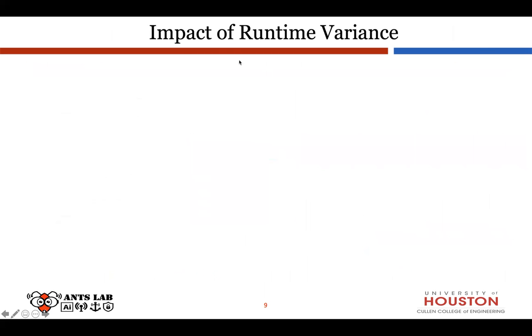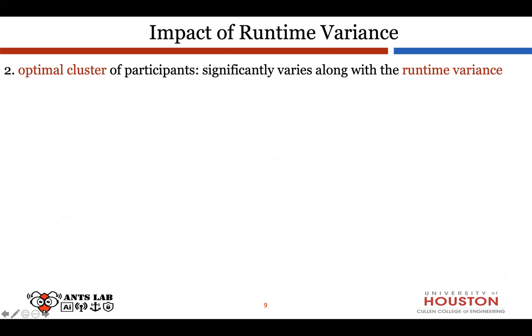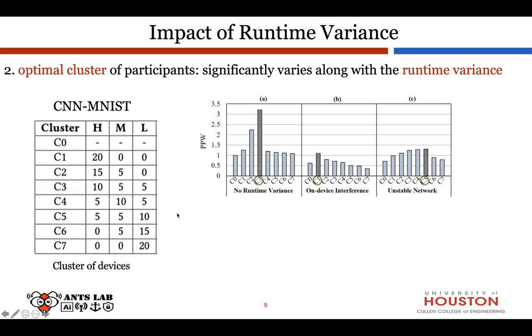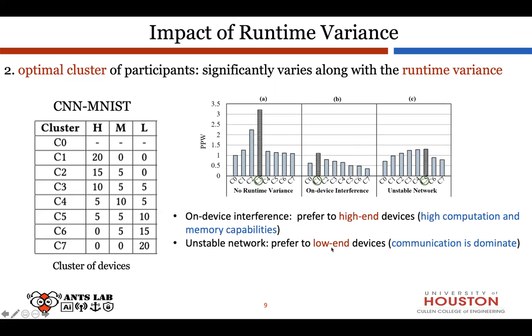For their second observation, the impact of runtime variance, the conclusion is that the optimal cluster of participants varies significantly along with the runtime variance. We still consider the CNN and MNIST model, and we still consider these 8 settings. We consider this problem in 3 scenarios: the first scenario is no runtime variance, the second scenario is that there is on-device interference, and the third scenario is that the network is not stable. And we have 2 conclusions.